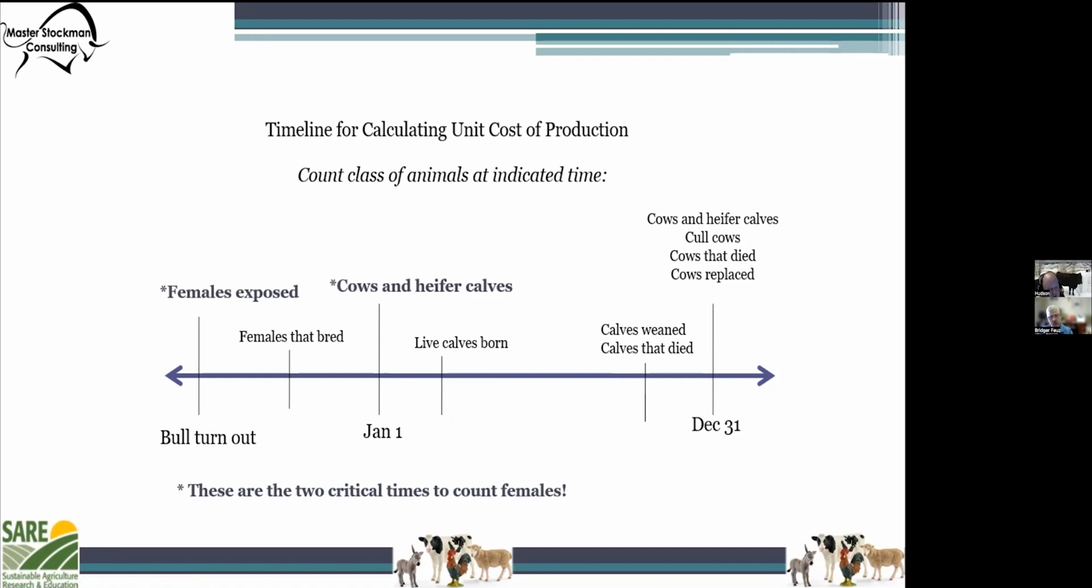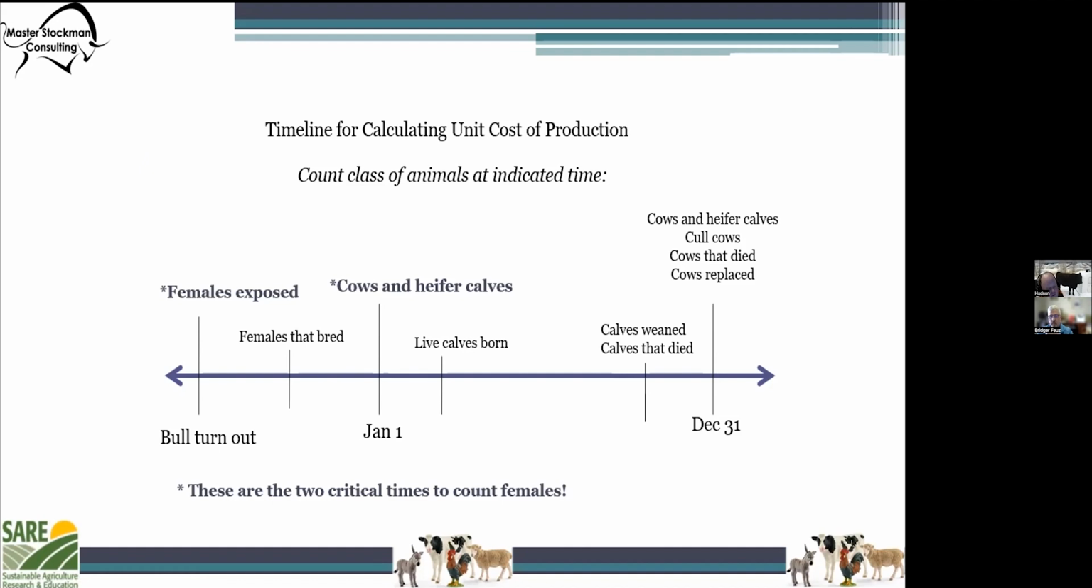When the cows go out with the bulls, females exposed to a bull, and then how many animals we have on January 1st. And why is that so critical? Because we know that we expose so many females to a bull, so we actually know our reproduction rate. How many cows didn't get pregnant? And the reason we want to know that is because it costs us a lot of money to go through cows that aren't getting pregnant, because the whole point of having cows is to have a calf every year.